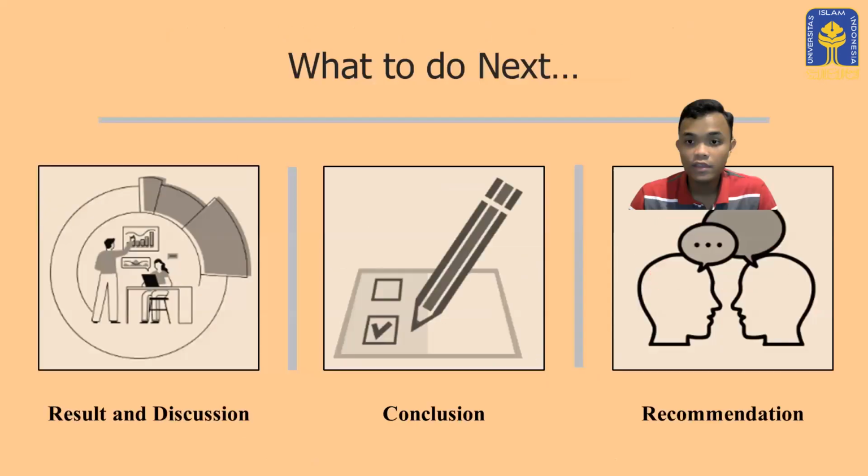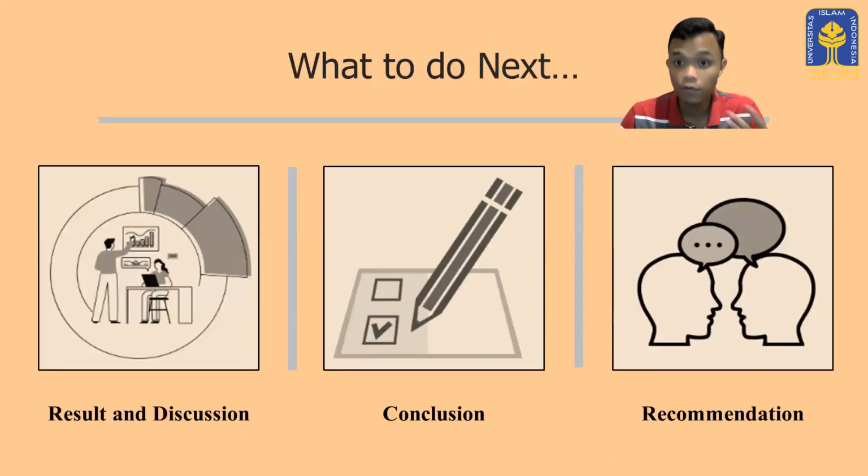And then if this research proposal is approved, what to do next is to conduct the result and discussion. After that, we can gain the conclusion from the result and discussion, and also the recommendation to make the research better for others or for the readers, because recommendations from other parties will give the research more benefits and advantages for us all.